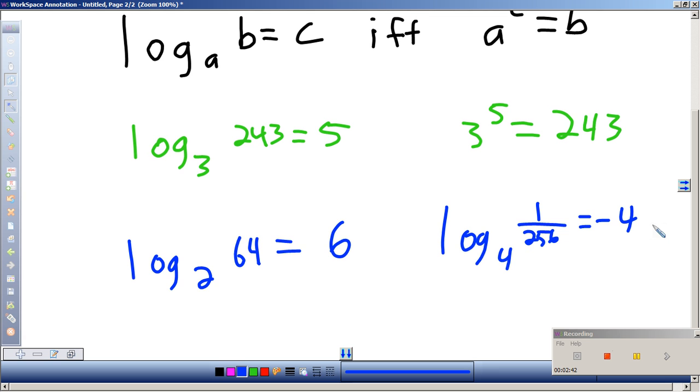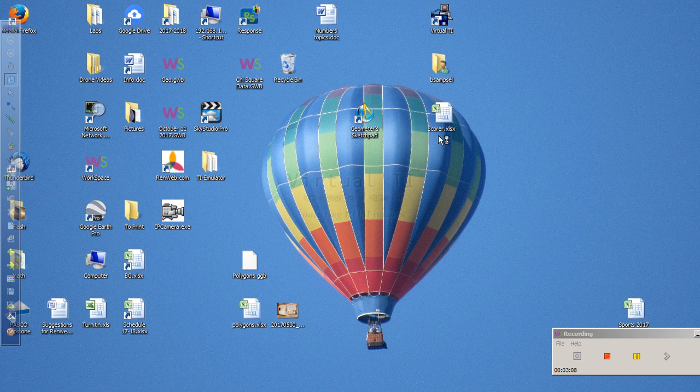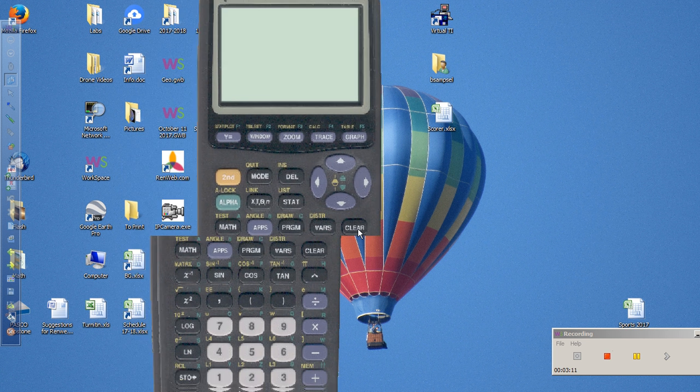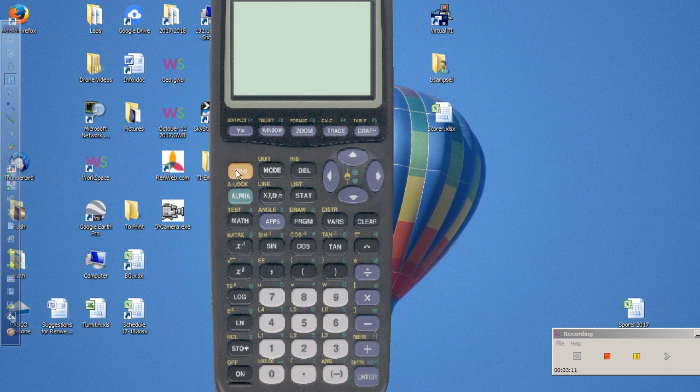Now, you know how to do this on your calculator. Because you look at your calculator, you've got a log button right here, and we've got another log button right there. We'll talk about those two log buttons. So those are your logs.